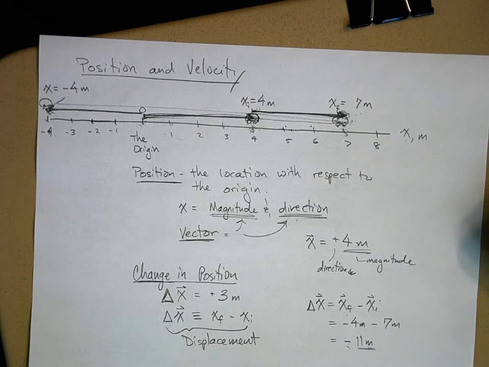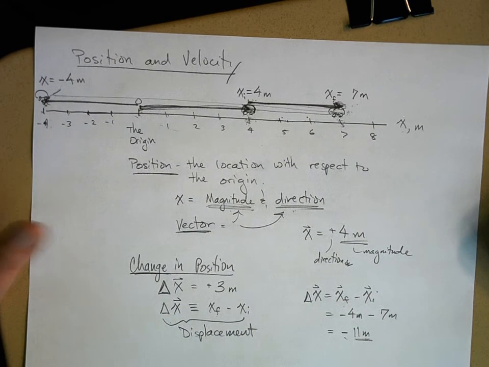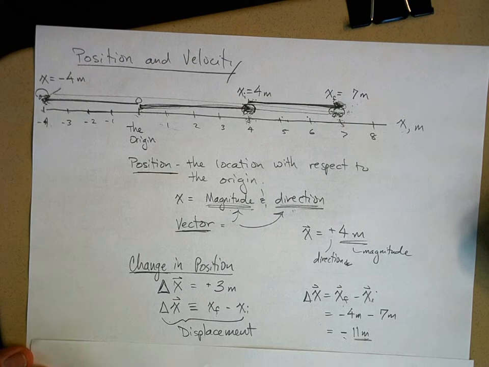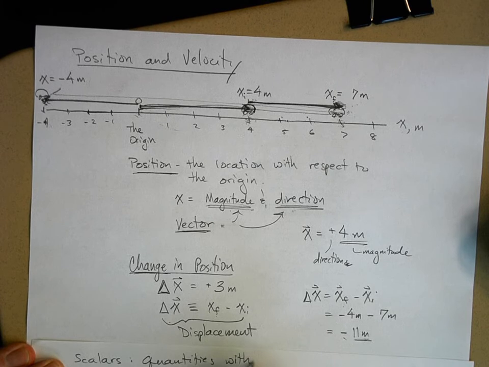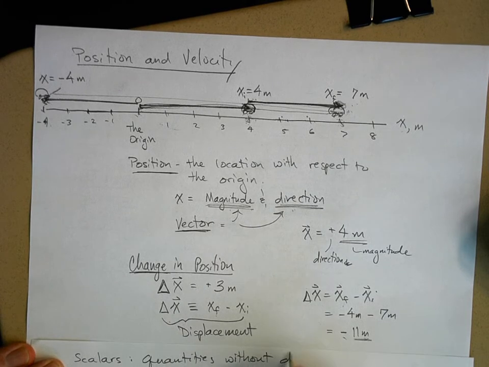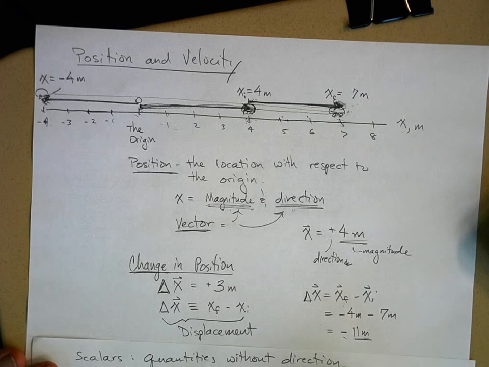To distinguish them from non-vector quantities. Now, non-vector quantities are called scalars. And they are quantities without direction. Now, I'll give you an example of a quantity without direction.